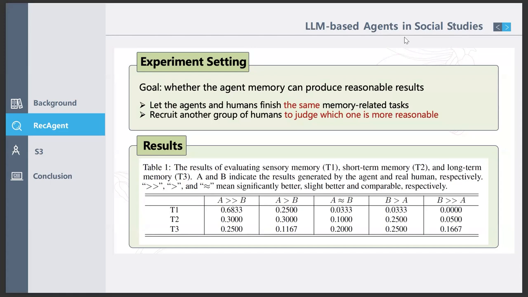conduct very comprehensive experiments. The first experiment aims to examine whether the agent memory can produce reasonable results. In this process, we let the agent and the human finish the same memory related task, and we recruit another group of humans to judge which one is more reasonable. By this Turing test, we just aim to demonstrate whether the agent can produce reasonable results as the humans. From the results we present in the following figure, we can see that for different memory modules, the agent can produce reliable and comparable performance as the real humans.